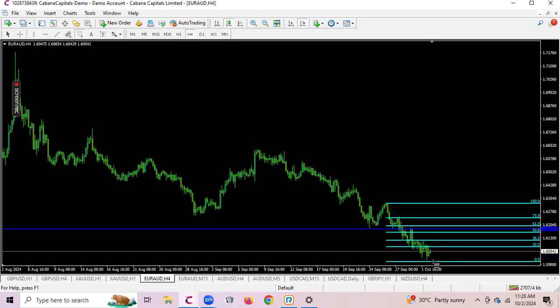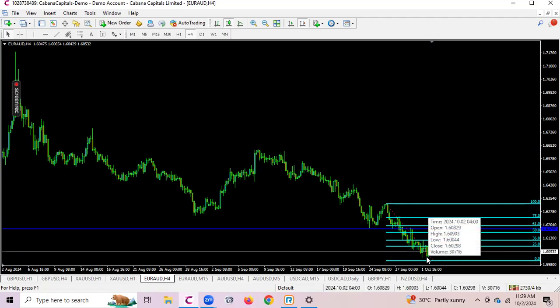Wait for price to pull back to a premium area before you sell. You can't sell at the current market price. It's too risky. Even if price breaks the support, like I said, there's a high probability that price will keep going down, but it's too risky to take the trade. Wait for price to pull back to a premium area before you sell. That's my take on Euro Aussie.